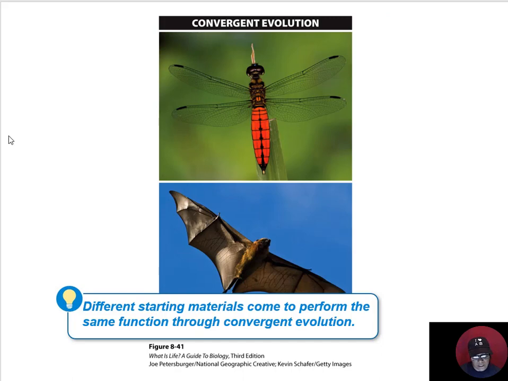So there's something called convergent evolution, and you need to understand what that is. Convergent evolution basically means you can have these different starting materials, but they come to perform the same function. So for example, when we look at this dragonfly, we can see that the wing is totally different starting material from what forms the wing of the bat. However, they both can fly, right? Convergent evolution leading to flight.